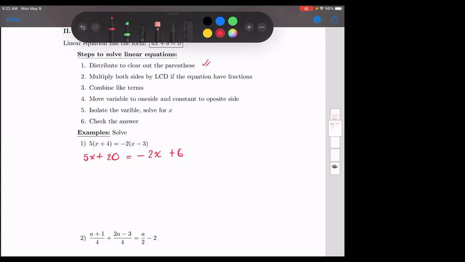Multiply both sides by the LCD if the equation has fractions. We don't have fractions, so we can skip that step. Combine like terms. Well, there's no like terms on each side, but what we can do is move to the 4th step, which is move variable to one side and constant to the other side, right? Opposite have 2p, right?